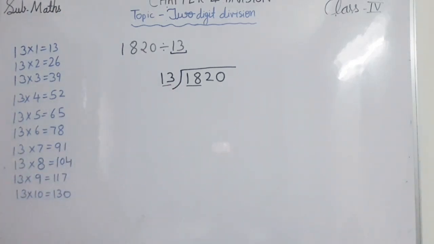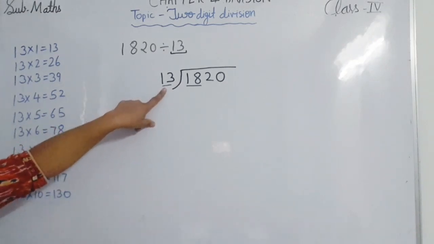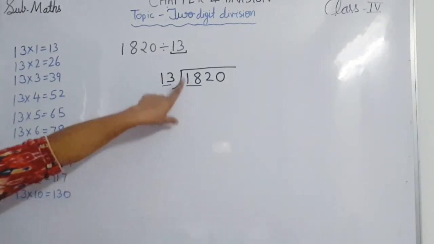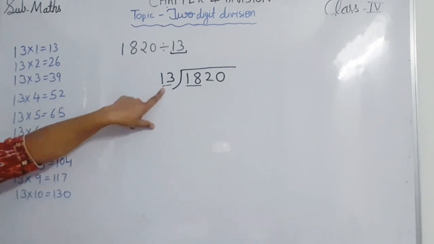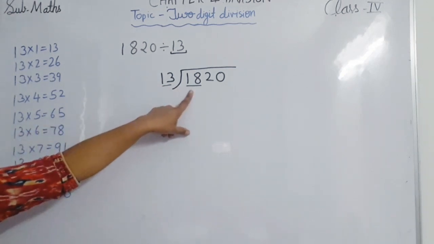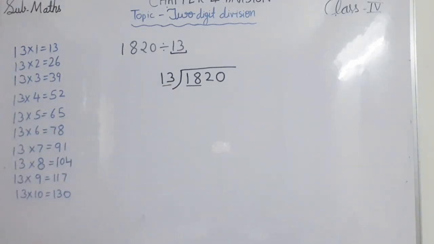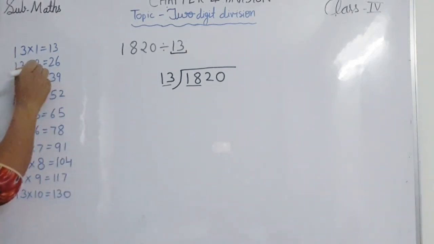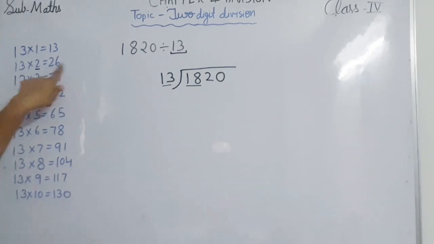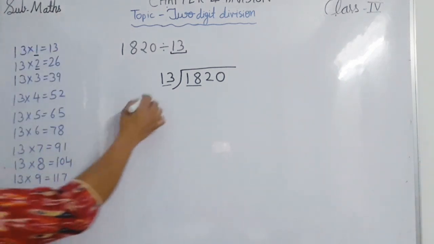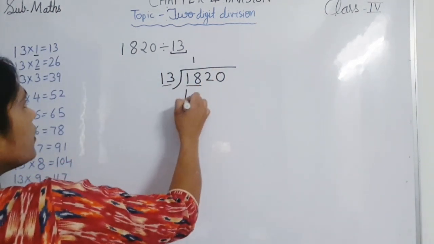So what is the next step? We have to speak the table of 13 until we get 18 or less than 18. In the 13 table, 18 will not come. So now see what we can write here. 13 ones are 13, 13 twos are 26. If I take 13 twos, 26 is greater than 18. We cannot take 26. So what will we take? 13 ones are 13.